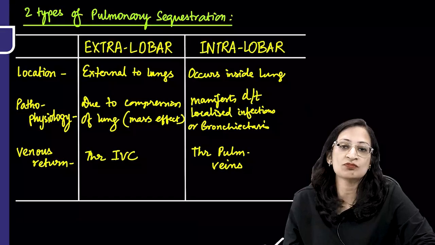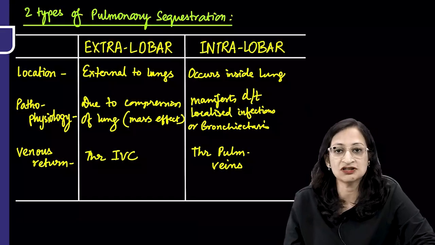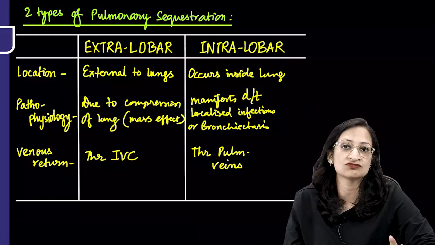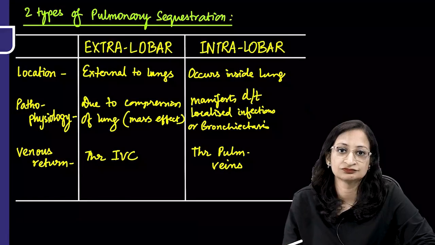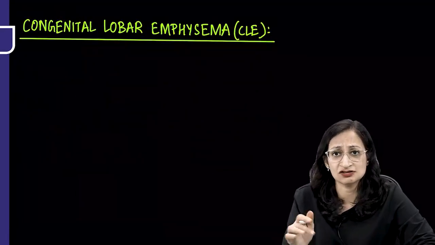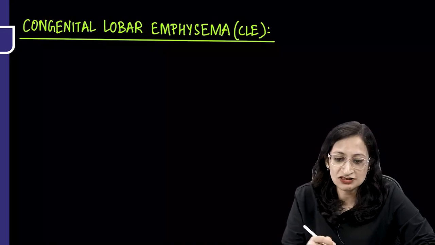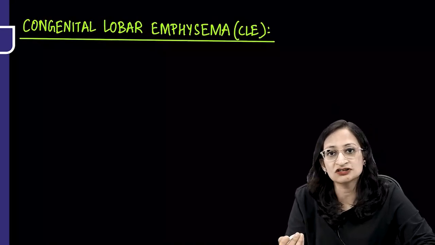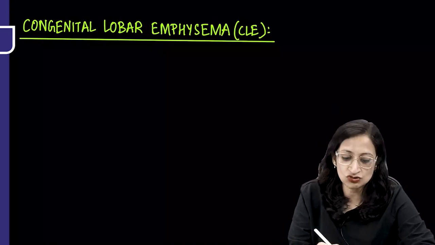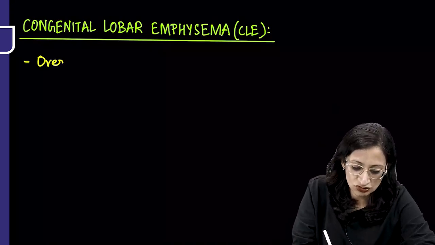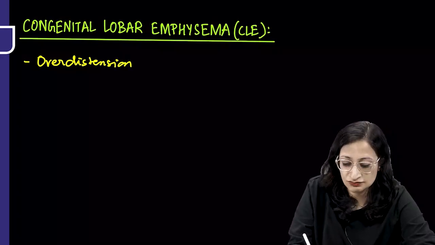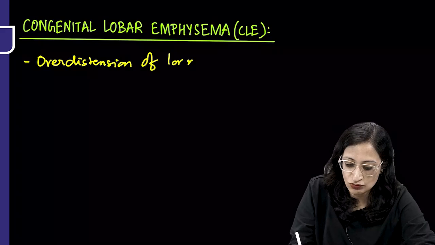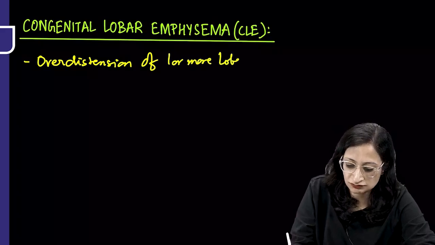So these are the two important types of pulmonary sequestration that we need to be aware of, which can be a focus for recurrent pneumonias involving the same areas. Now, congenital lobar emphysema is another important congenital lung malformation where there is overdistension of one or more lobes of the lung.